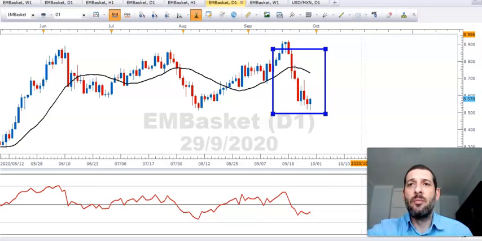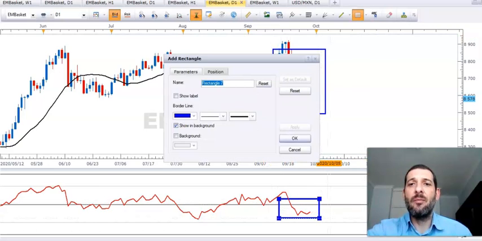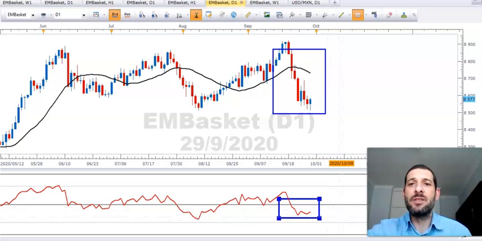I also want to point out that the RSI is below 50. That's on the bearish side of the oscillator, and that seems to corroborate the fact that the 20-day simple moving average is moving in that southeasterly direction.